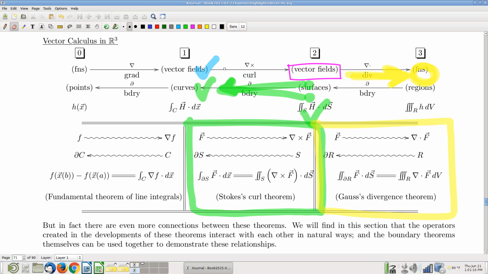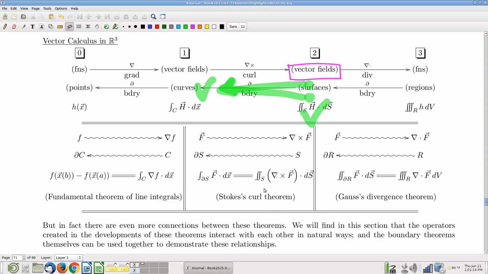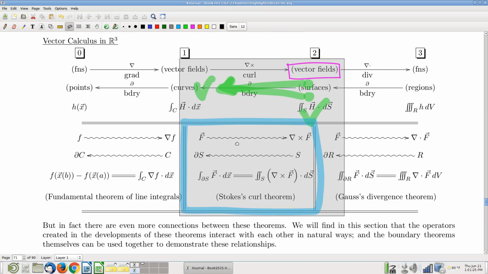Let me edit my diagram here a little bit. I don't know why I keep going back to the pencil mode. There we go.